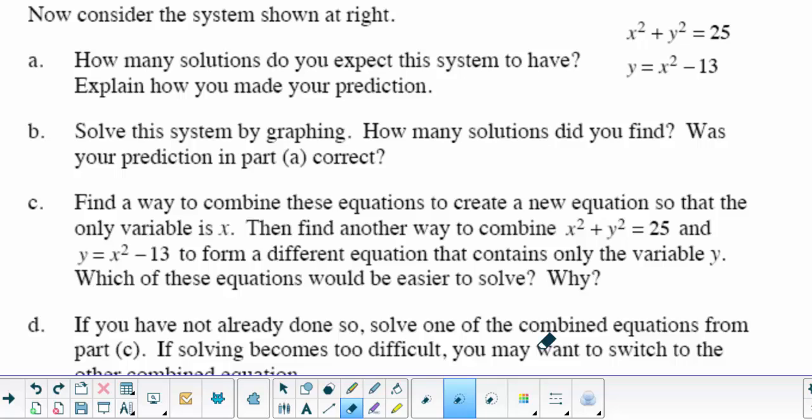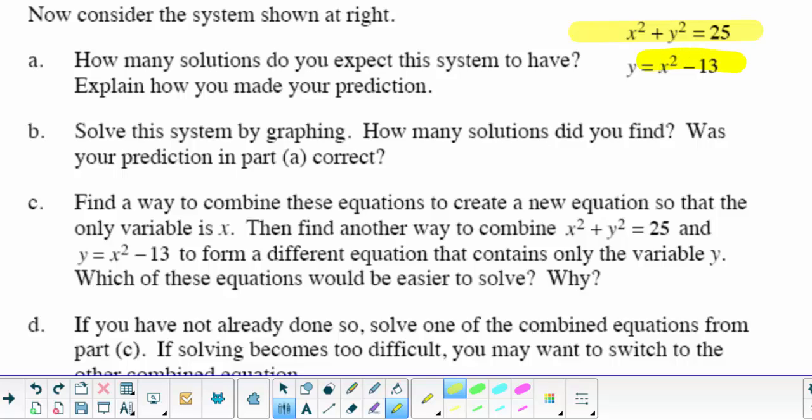All right, so hopefully you guys remember back. We're not going to do everything here. I'm just going to talk about this problem. But hopefully you remember back in our transformations unit. That is a circle, right? And its center is at the origin, 0, 0, and the radius is 5, right? We take the square root of that number.